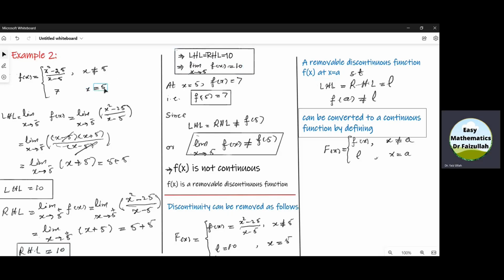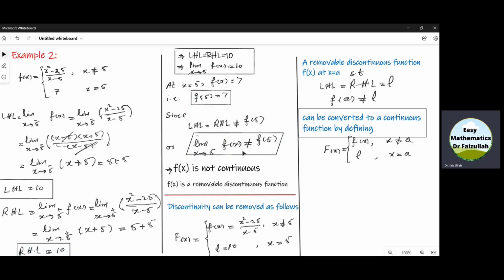Now at x is equal to 5, the value of this function is 7. It means f of 5 is equal to 7. Now from this and this one, we can see that the value of the function at the point 5 is not equal to the limit of that function when x approaches 5. So the function is not continuous, and this type of discontinuity is called a removable discontinuity.